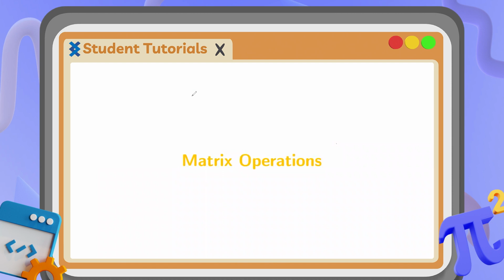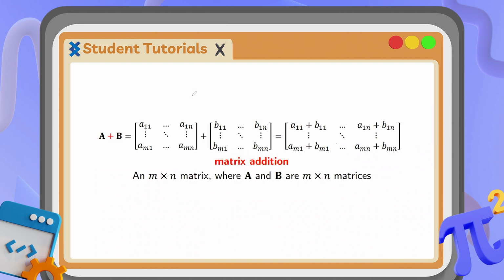So now we will proceed with the matrix operations. So here we have matrix addition. It is an m by n matrix where A and B are both m by n matrices. So when you apply matrix addition, you need to make sure that both matrices that you are adding are the same in dimension with regards to row and column.